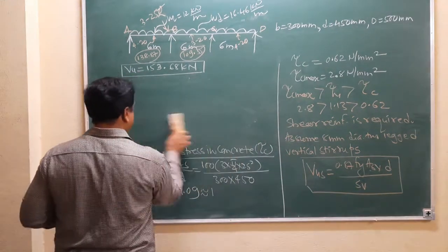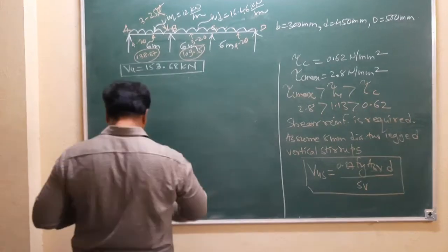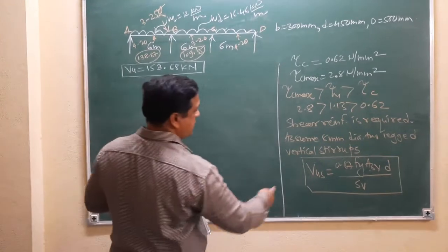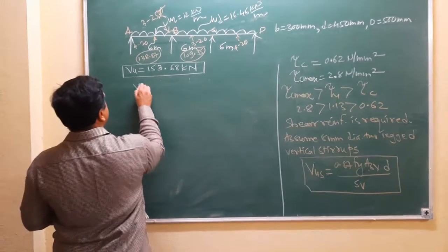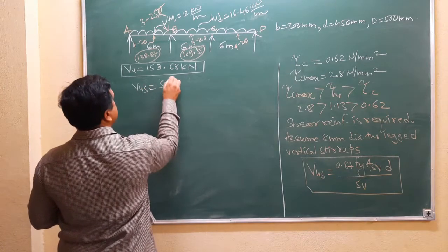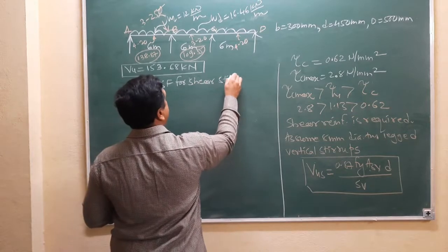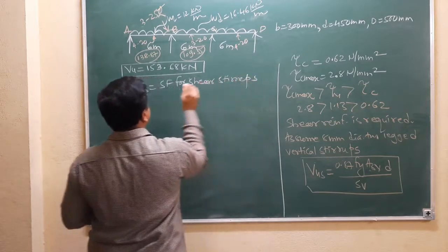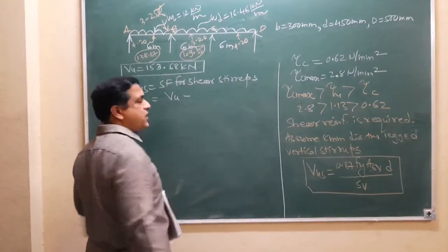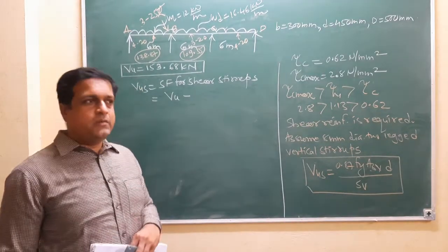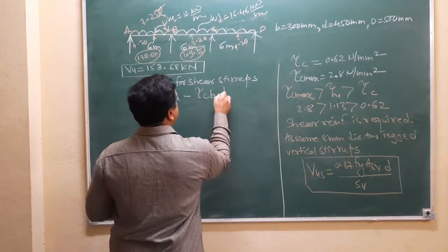Now what we have to do? So what is the VUS? VUS is the shear force for shear stirrups. How is it calculated? Maximum shear force minus shear force taken by concrete, which is tau c BD.